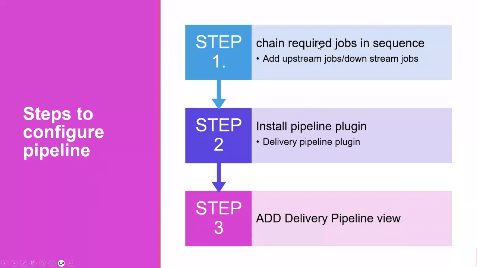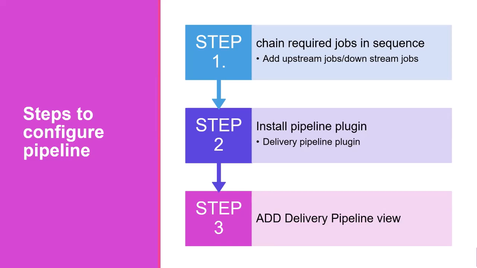So step 1, what you are going to do, you are going to find all the requirements about the chain of jobs. So what should be upstream and what should be downstream, we have to list out first. Understand this part, then only we can go ahead and develop the pipeline chain. Second step is install pipeline plugins or DSL. Most of the latest versions already have the pipeline plugins. If it is not there, then you have to install the delivery pipeline plugin.